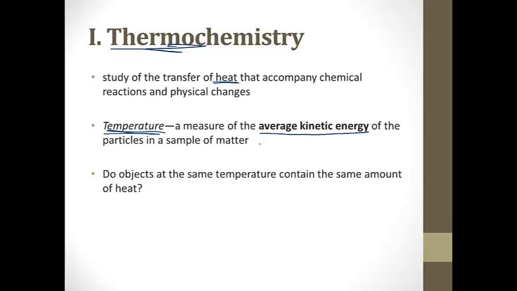Okay, why doesn't temperature measure heat? Well, do objects at the same temperature contain the same amount of heat? So you can have a whole bunch of different objects, or they could even be the same. But remember, if they have different masses, they can have different amounts of heat, even though they're at the same temperature.